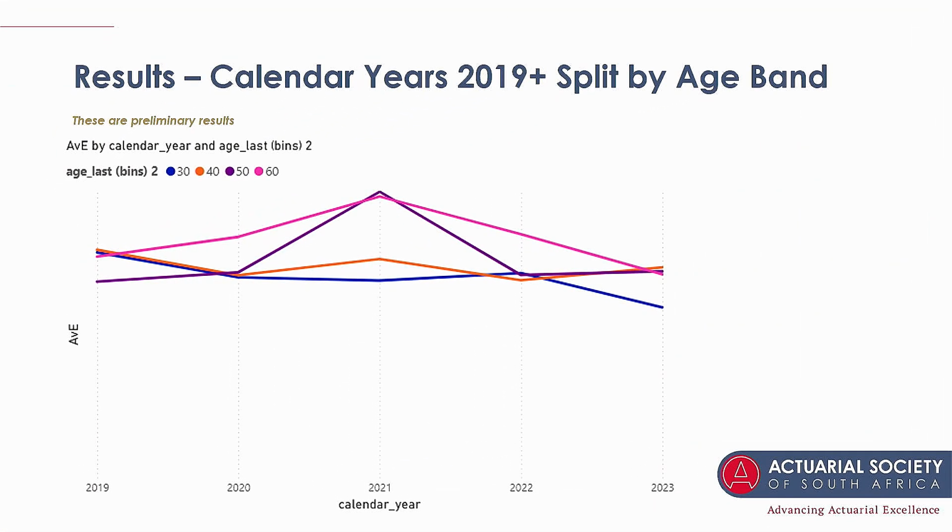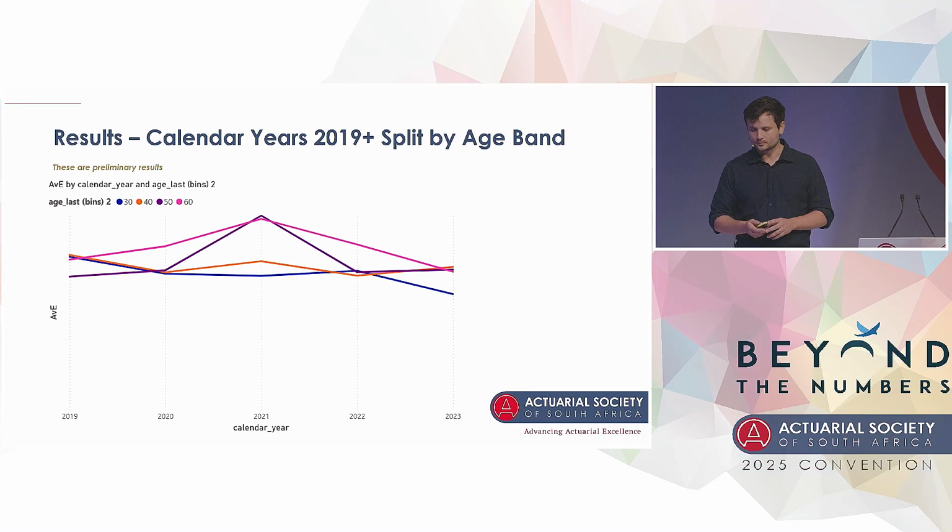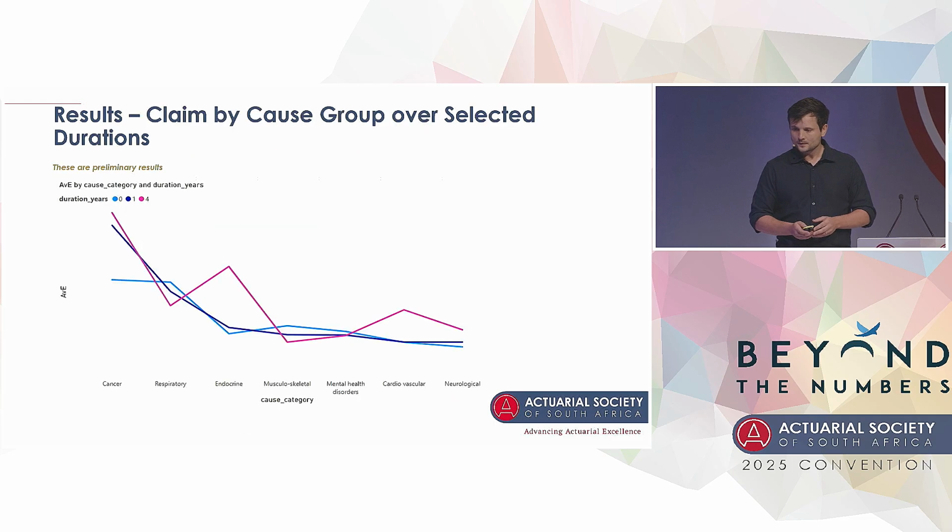This is plotted, again, that A versus E graph over age bands, and you can see there that your age 50 and 60 bands have that higher spike during the 2021 year, and again, age is correlated with deaths in COVID, so you can maybe make a conclusion there.